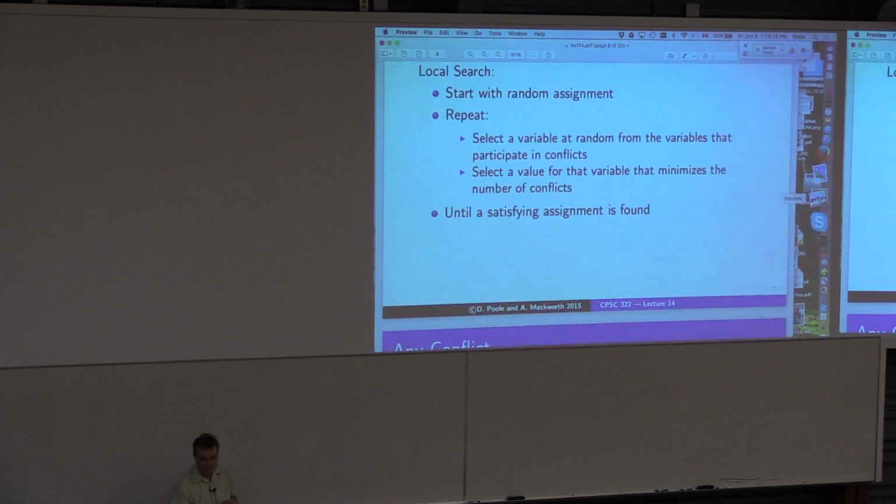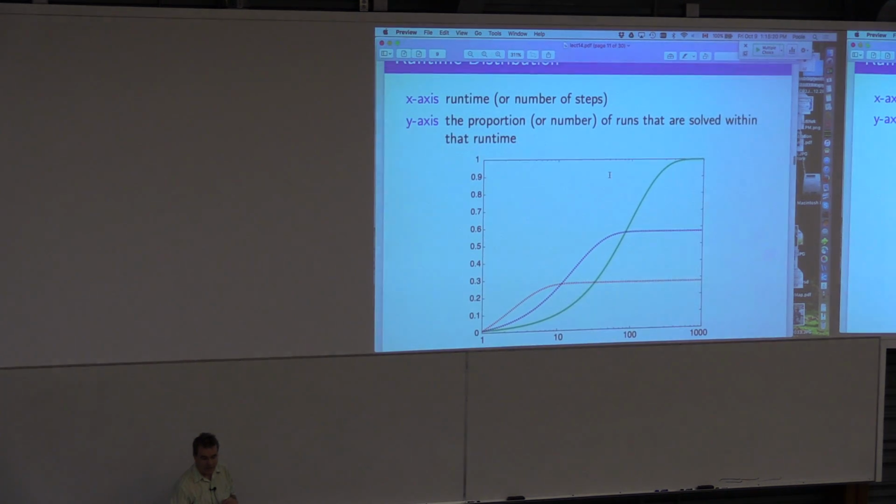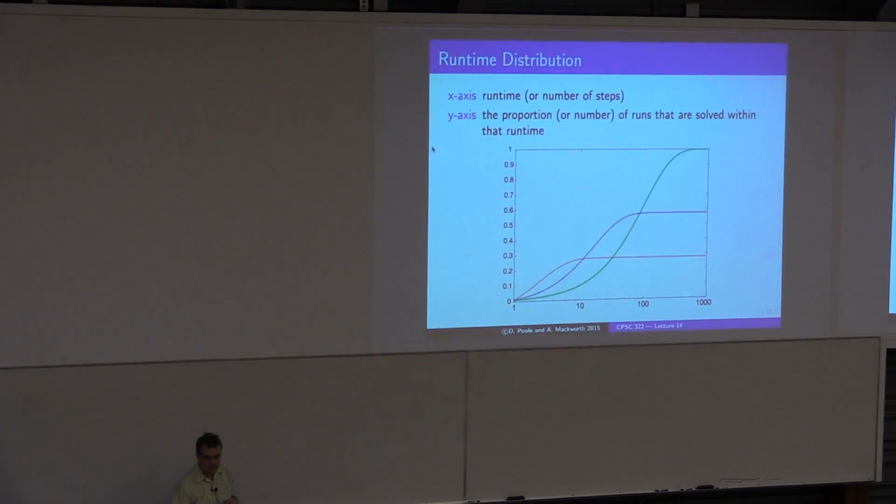Let's go here. And then we did this runtime distribution. We finished off doing this. We looked at, on the x-axis, the runtime or the number of steps. On the y-axis is the proportion or the number of runs that are solved within that runtime. So we're plotting here, on the x-axis, the time or the number of steps. We're always going to plot the number of steps, but in general, you want to do the time. We're going to talk about how we do times. And on the y-axis, it's either the proportion or the number of runs.